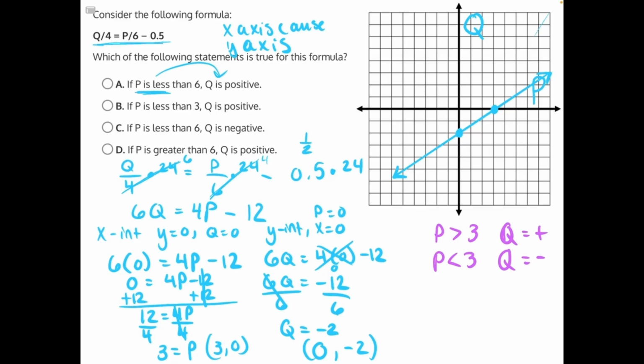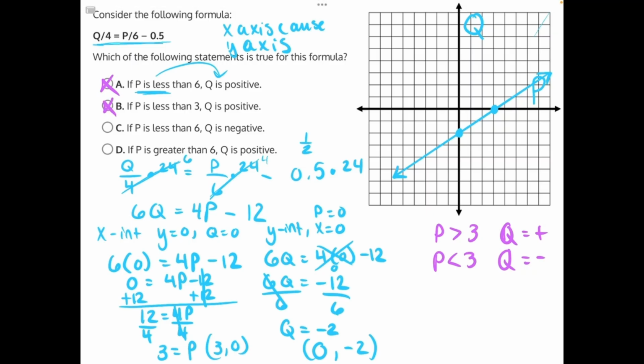A says if p is less than 6, 6 would be over here, q is positive. Well, 6 would be right about here on our graph. Less than is going to the left, and it would be positive for a little bit, but once we pass our intercept, all of the q values will become negative, which will make A incorrect. B says if p is less than 3, q is positive. Well, according to this statement right here, when p is less than 3, q is negative, not positive, so that will make B also incorrect.